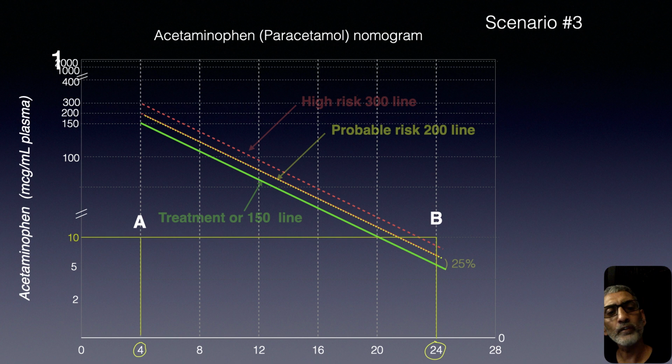So that's the key. Always plot the numbers on the graph and see where it falls, and based upon that you can decide if the patient needs acetadote treatment, yes or no.